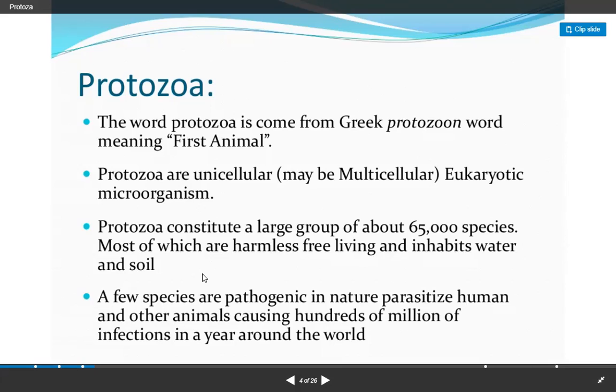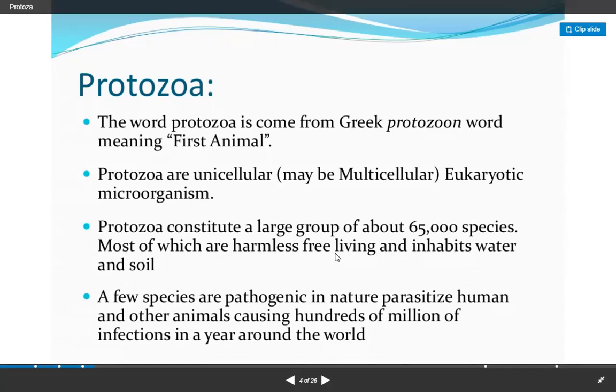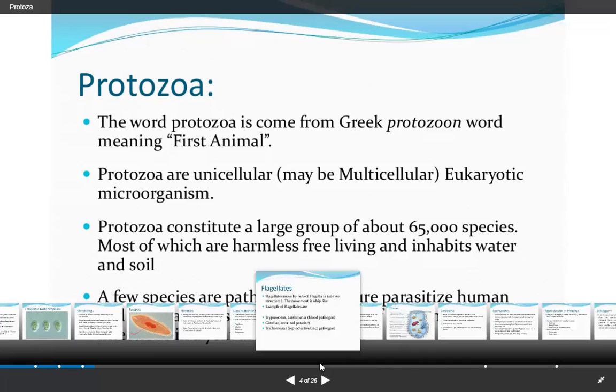A few species are pathogenic in nature. The majority of the protozoans are free living, but a few are pathogenic, meaning they parasitize the human body and other animals, causing hundreds of millions of infections every year around the world. So the majority are free living, but a few species of the protozoans are harmful or pathogenic in nature. They cause a variety of infections in the human body as well as in other organisms.